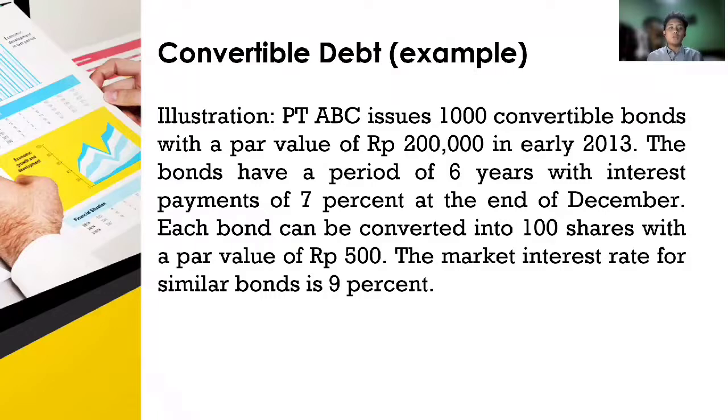For example, in this illustration, APC issues 1,000 convertible bonds with a fair value of 200,000 rupiah in early 2013. The bonds have a period of 6 years with interest payment of 7% at the end of December. Each bond can be converted into 100 shares with a fair value of 500 rupiah. The market interest rate for similar bonds is 9%.